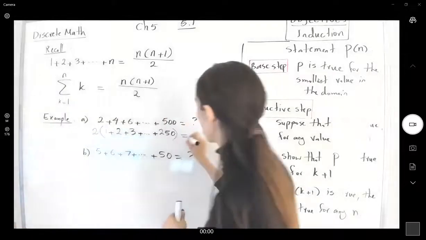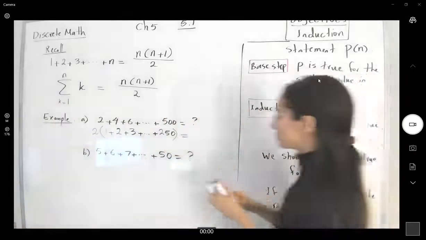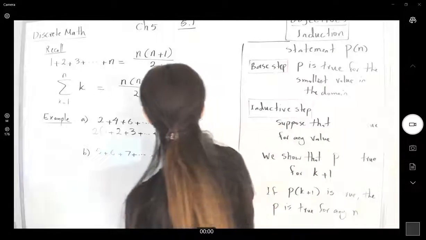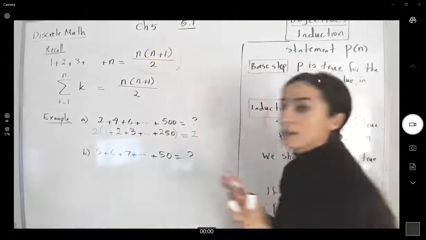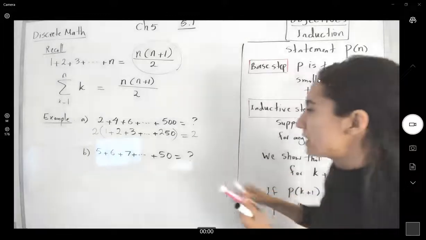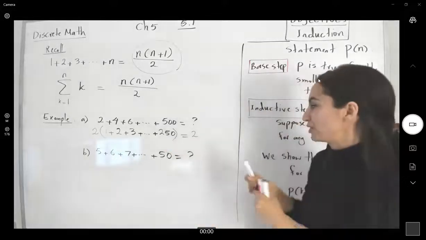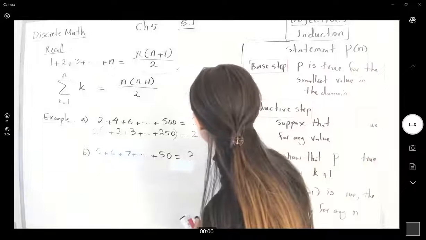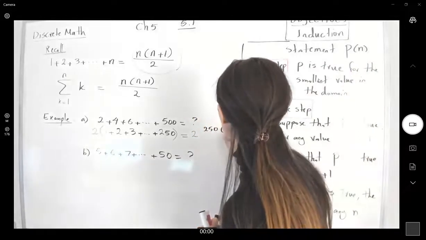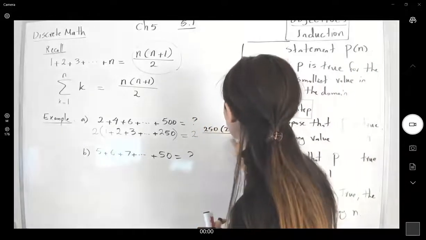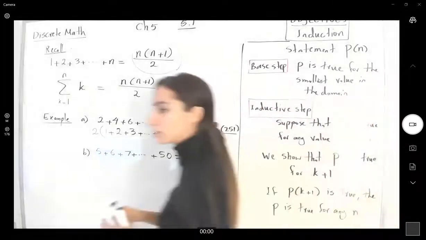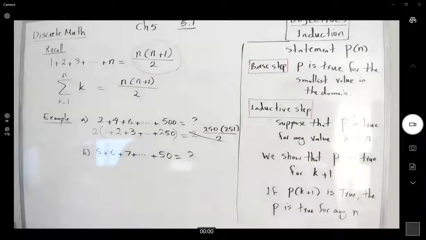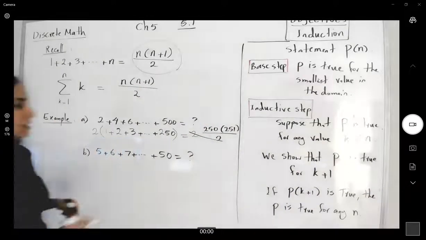So I'm going to copy down 2. So it's going to be 2 times. This follows the formula n times n plus 1. What is n? n is 250. 250 times 251 divided by 2. I can cancel out these 2. After doing the multiplication, the number that I have is going to be 62,750.